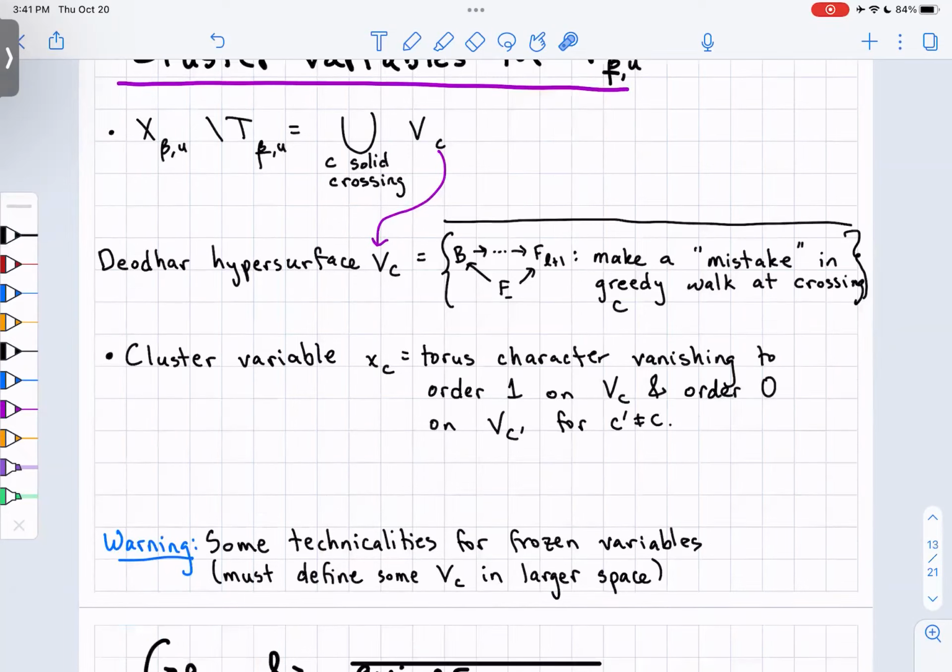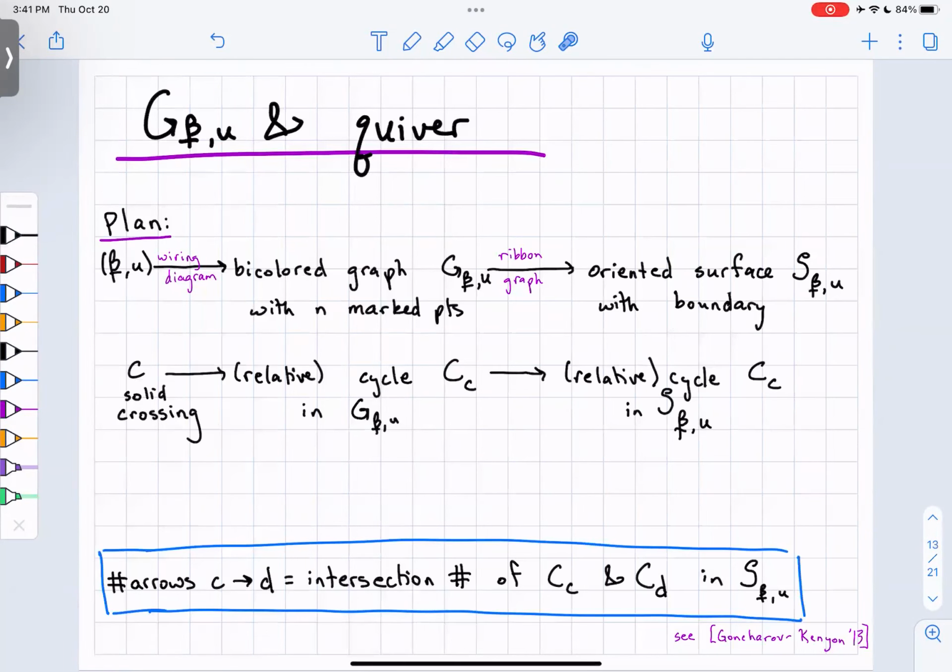And right, so that is a purely combinatorial problem. So let me give you the outline of what I'm going to do. At the end of this, I need to get a quiver. But I'm going to take a detour into bicolored graphs. So starting from my braid word, that gives me a torus. I'm going to produce, using a wiring diagram, some bicolored graph embedded in 3 space with n marked points.